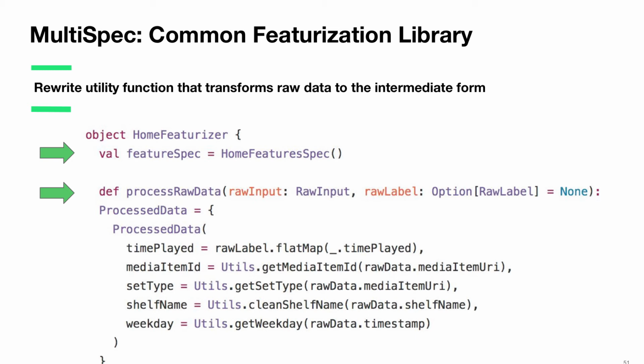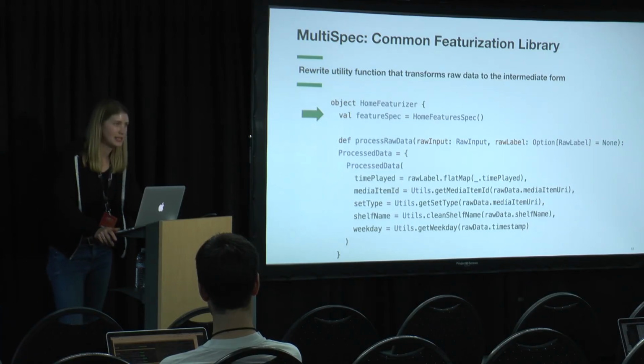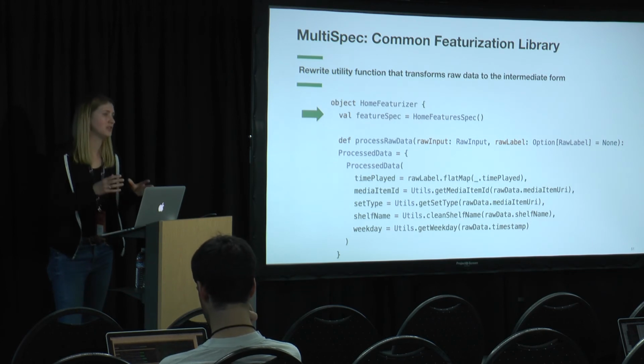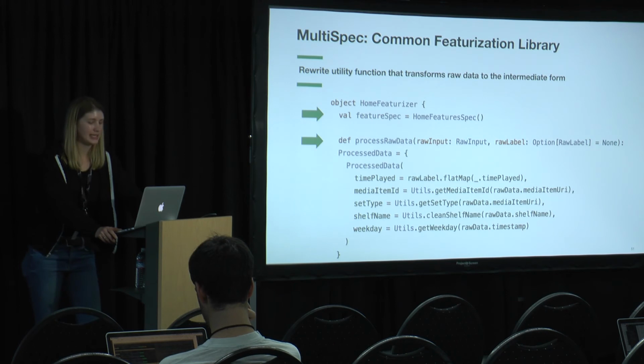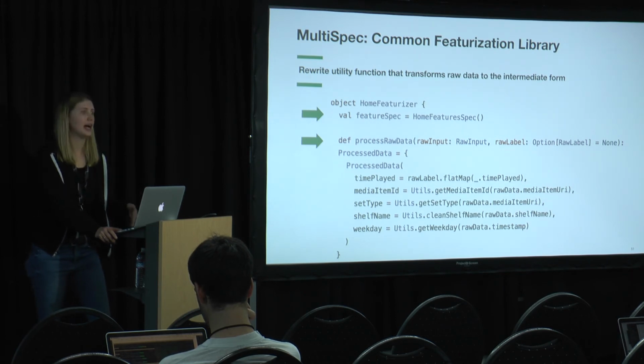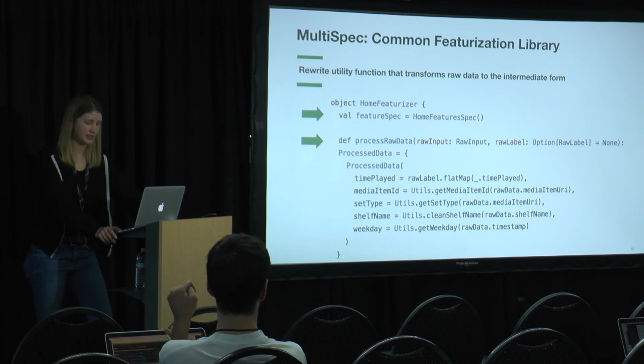So now the difference between the old one and the new one is this feature spec. It contains two separate feature specs. Before it was just one that had just the label and input feature, but now this feature spec has input and label separated. And our process raw data, the main difference here is now it's taking two inputs. It's no longer raw data, but separately our raw input and then our raw label, which is an option, and the default is set to none. So still similar. Again, it's just breaking things up.